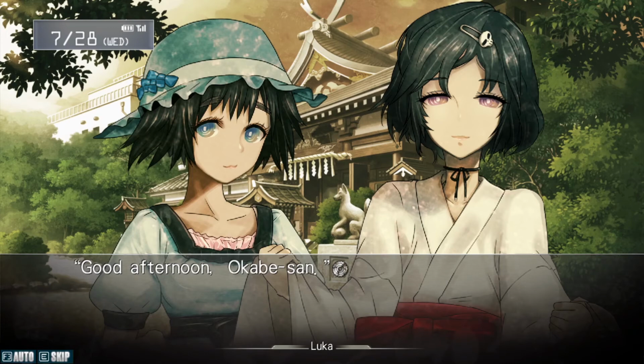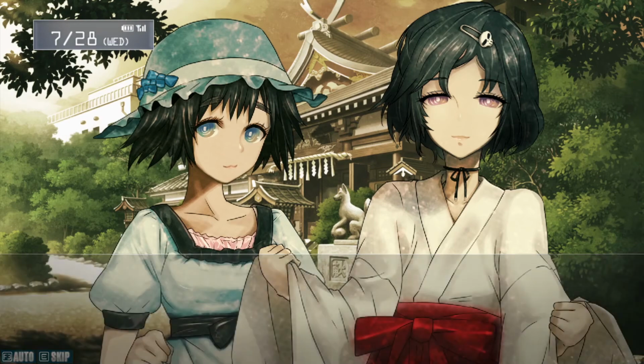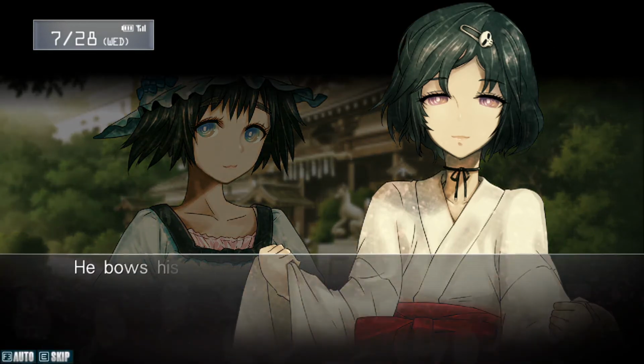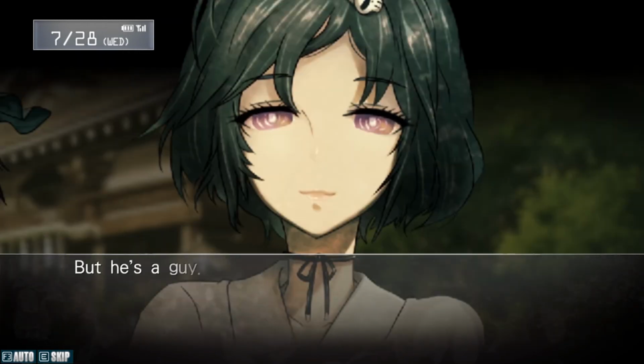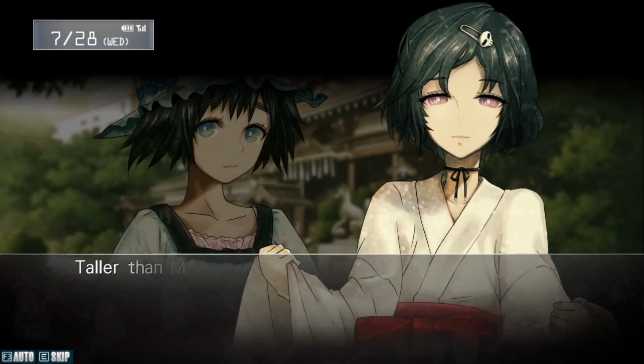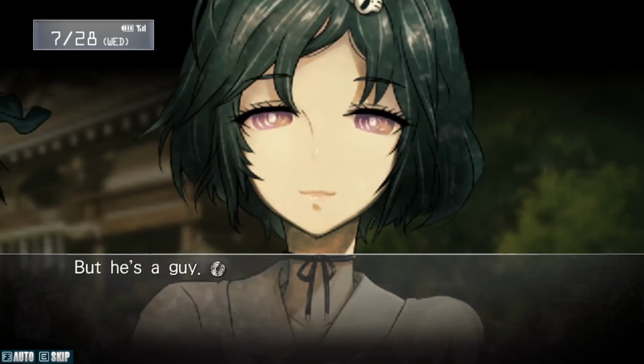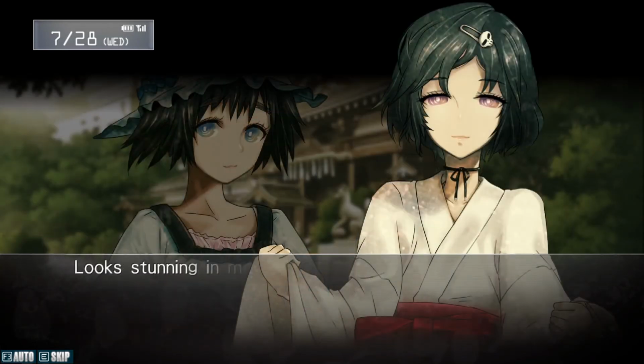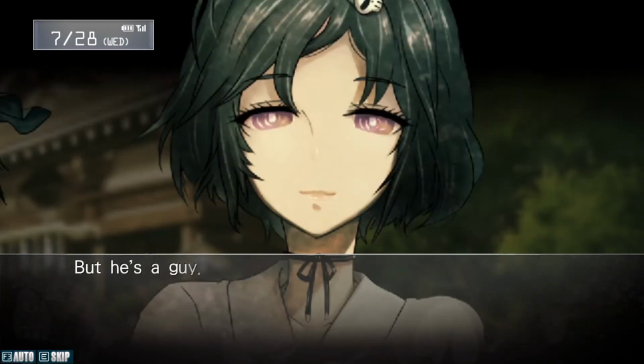Oh, what voice am I gonna do for them? Good afternoon, Okabe-san. A little bit more breathy. Yeah, let's go with that. He bows his head. The voice of a girl, the mannerisms of a girl. More feminine than any girl I know. But he's a guy. Taller than Mayuri, yet oh so slender. But he's a guy. Looks stunning in Miko robes. But he's a guy.